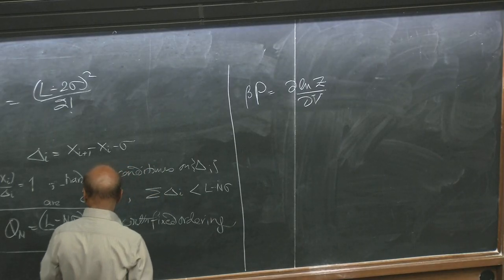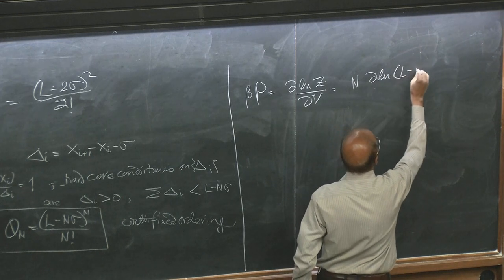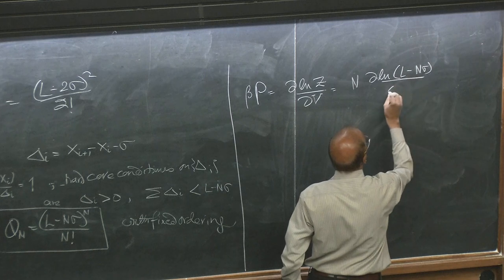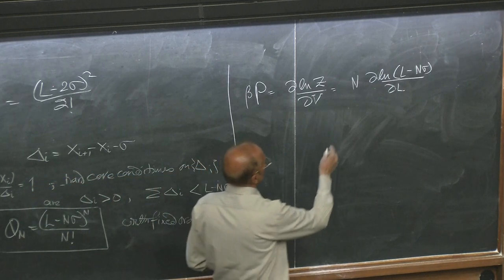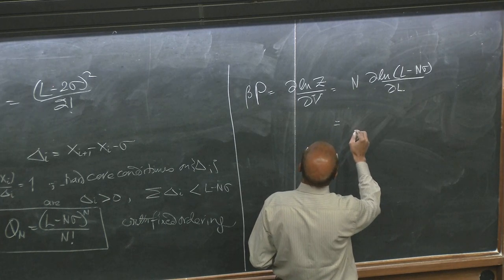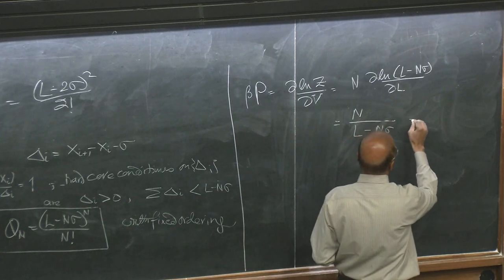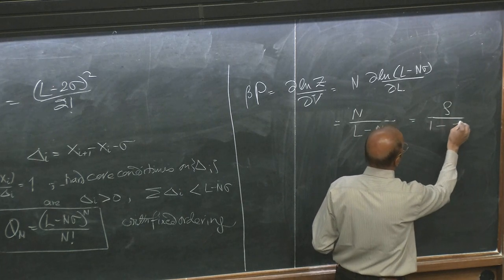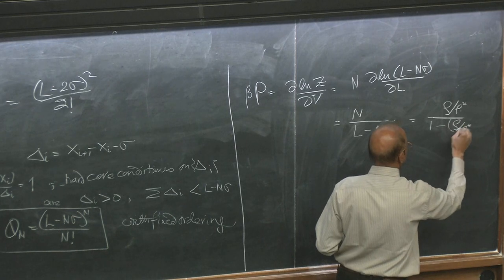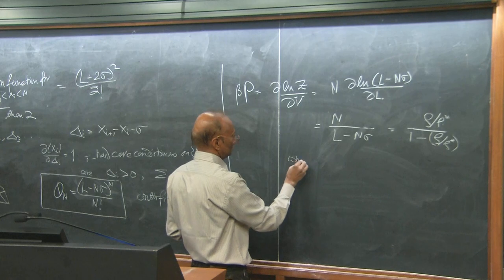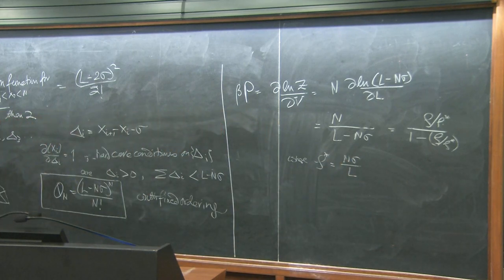Okay, so in our case, it becomes N times d log (L minus N sigma) divided by dL. Okay, so that is equal to N over (L minus N sigma). So this can be written as rho over 1 minus rho by rho star, where rho star is equal to N sigma by L. Okay, so rho star is a scaled density.